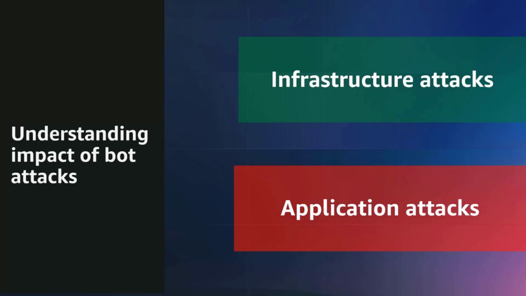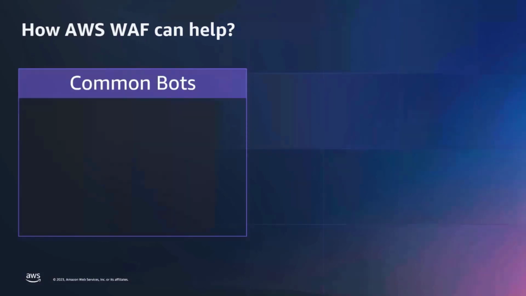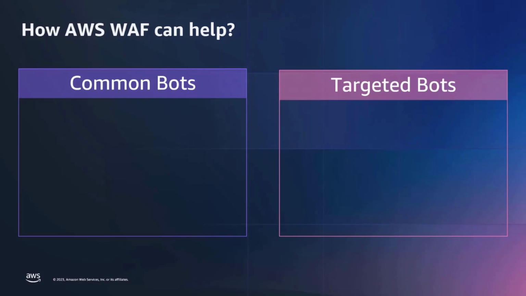So how can AWS WAF help here? The core functionality is provided by Bot Control Managed Rule Group. Bot Control Managed Rule Group provides a basic common protection level called common bots and an advanced protection level called targeted bots. These are available to all AWS customers as managed rule groups.